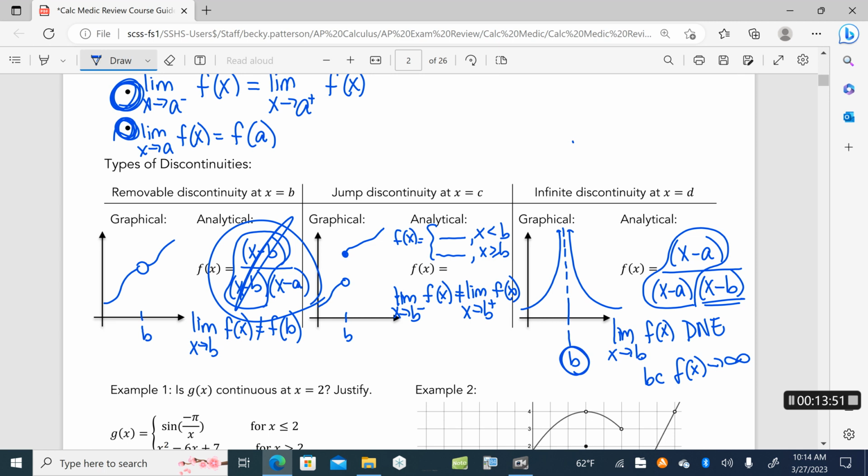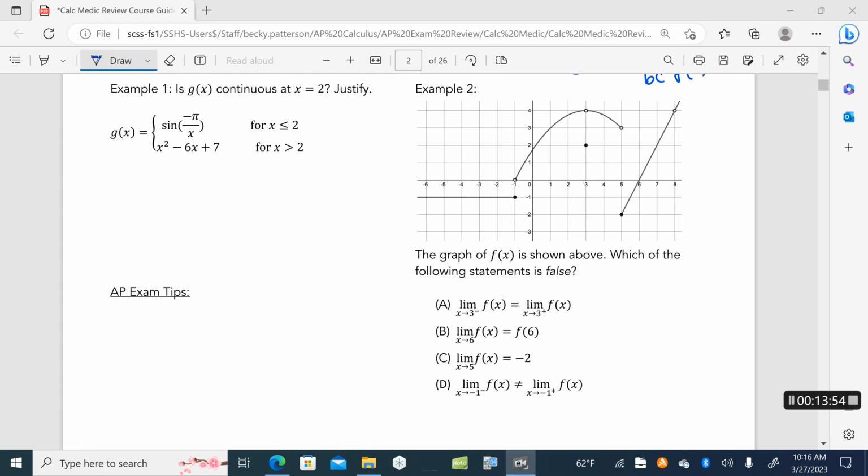So now let's look at some practice. Okay, so let's look at example number 1. It says, is g continuous at x equals 2 and justify? This is a piecewise function.